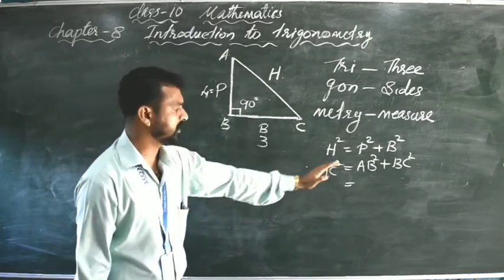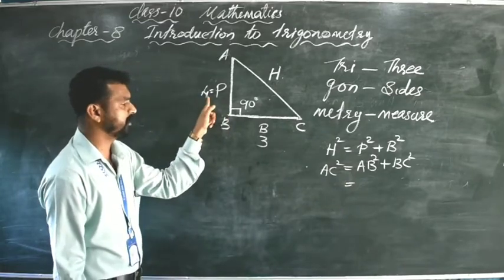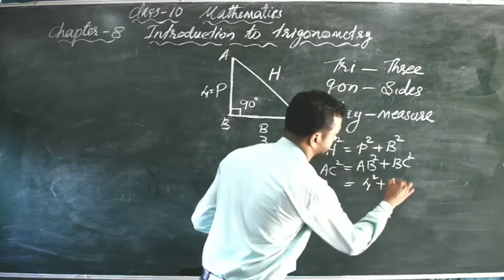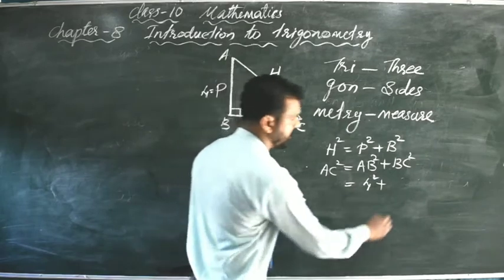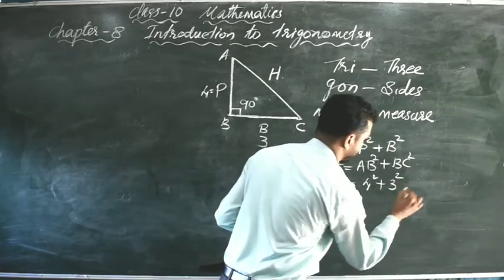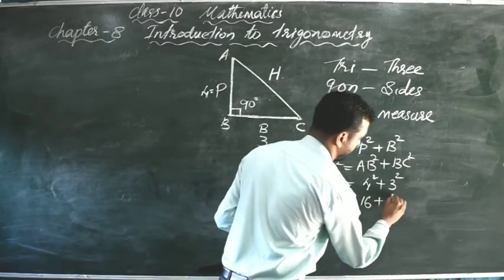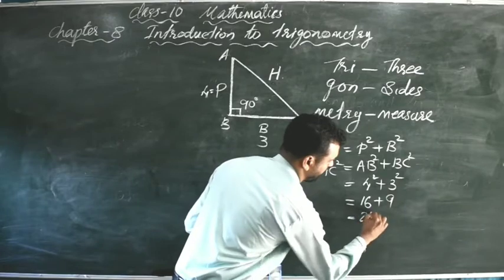Hypotenuse, that is AC. AC square is equal to AB square plus BC square. What is the value of AB? That is 4. So AB square means 4 square, plus BC square, where side BC is equal to 3. So BC square is equal to 3 square. 4 square, 4 4s are 16, plus 3 square, 3 3s are 9. Then that is equal to 16 plus 9, 25.